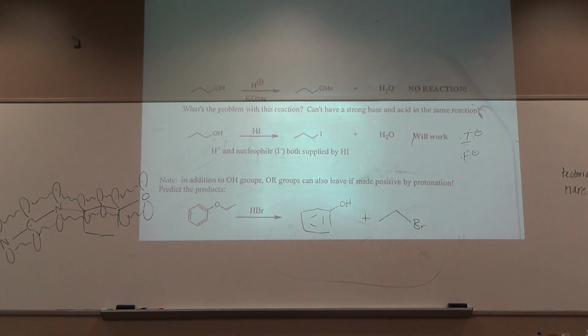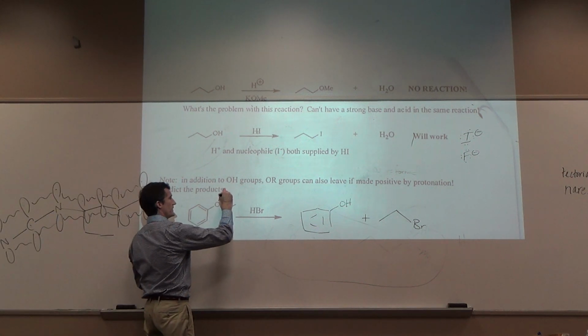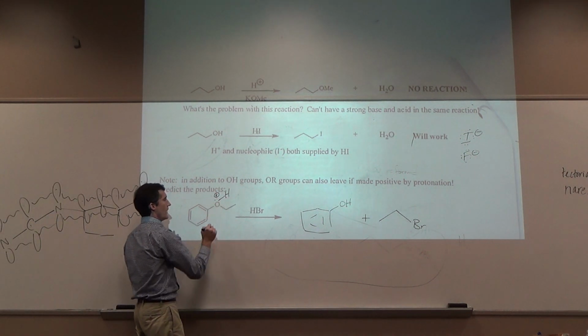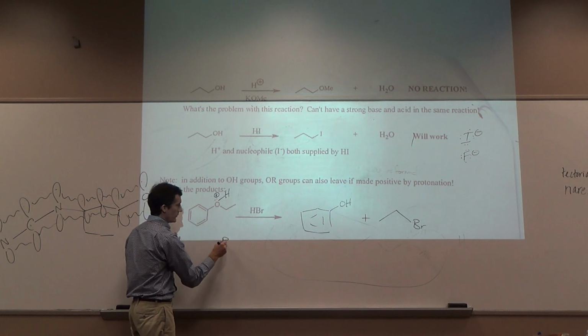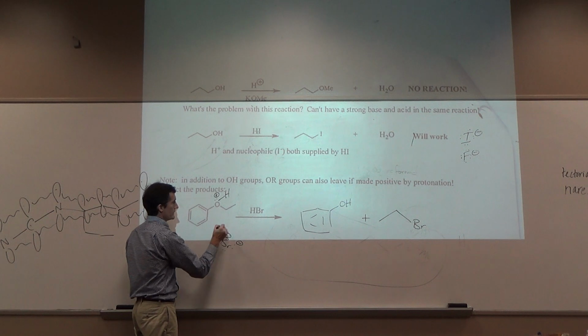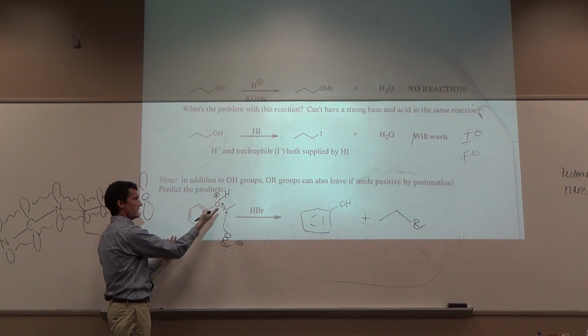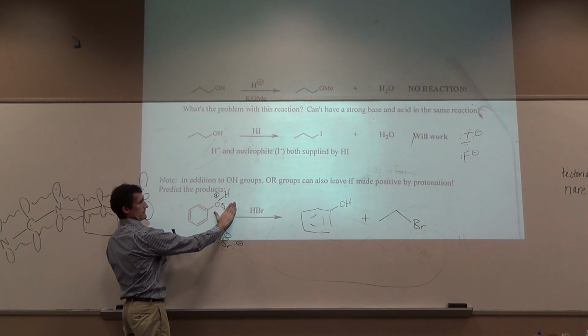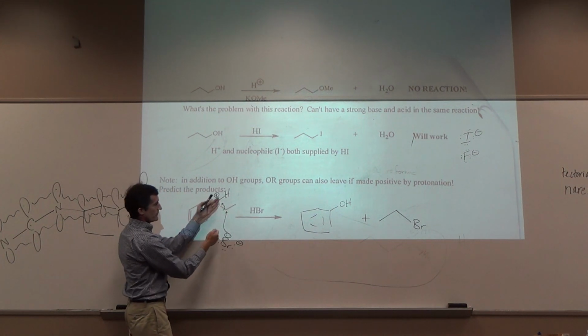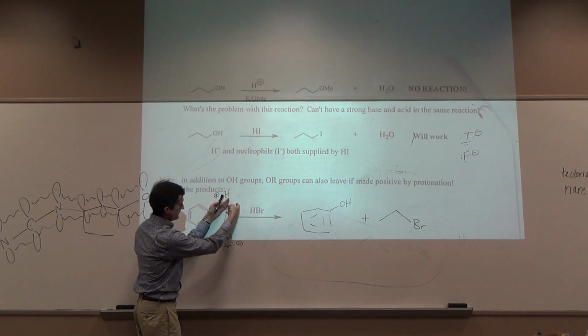How'd we do? What'd you get? Did everybody protonate the oxygen? Yeah. And at this point, the Br minus attacked the carbon, kicked off the oxygen. And when it got kicked off, what left? That. What did we form? That alpha bromide.